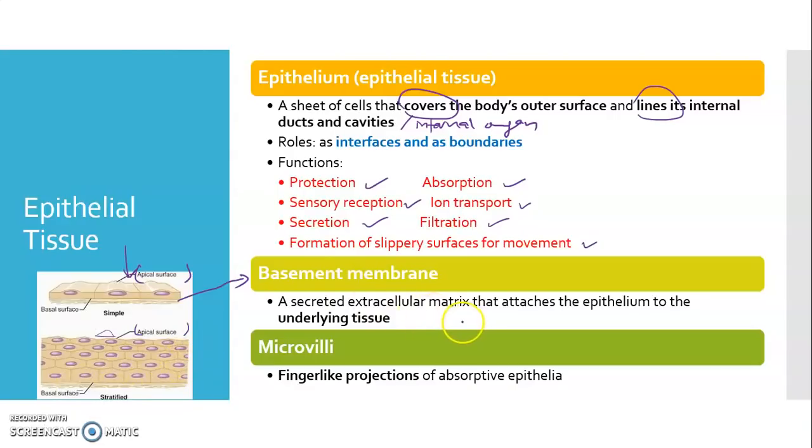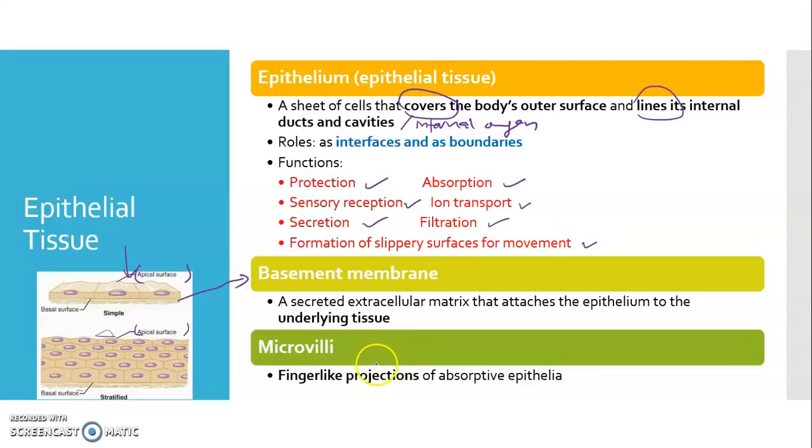So what is the function of the basement membrane? Of course, it is a secreted extracellular matrix that attaches the epithelium to the underlying tissue. Okay, it can also renew the epithelium cells, which means that around the basement membrane there are actively dividing cells, by mitosis, of course.